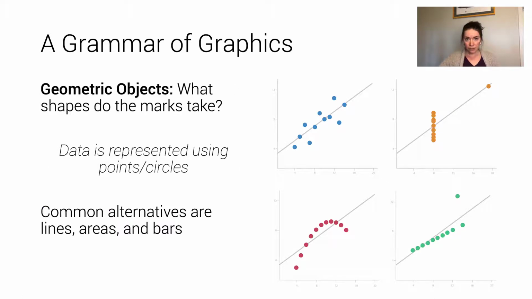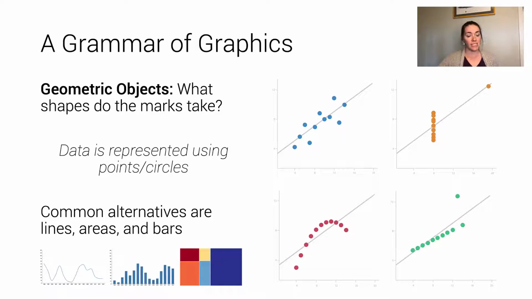At the next level of the grammar of graphics, we'll talk about geometric objects, and this is simply what shape do our marks take? In this case, our data is represented using points or circles. That's fairly common for a scatter plot, but as we start to move into different kinds of charts, we see alternative forms of geometries. For example, we might see lines in a line graph, bars in a bar chart, or things like area in less conventional representations like tree maps.